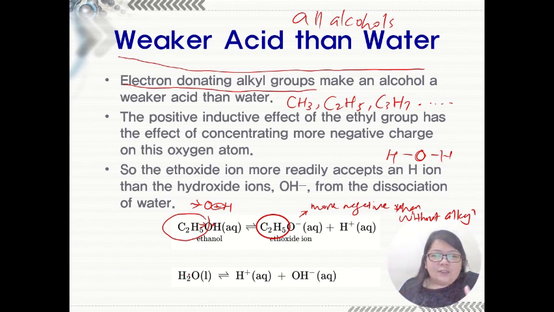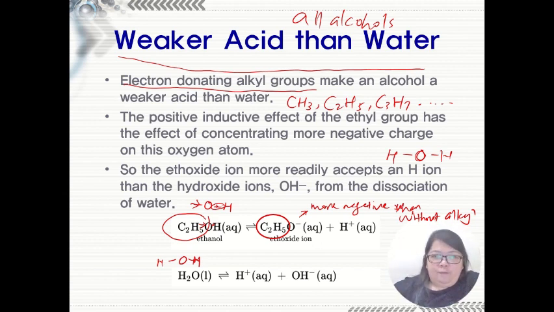So compared to water, there's no alkyl group. So the dissociation is actually more normal. Nothing unique about it. So all alcohols, because of the alkyl groups having positive inductive effect on the O, making the OH bond stronger and making the alkoxide ions less stable, are all weaker acids than water. Now you know the reason.